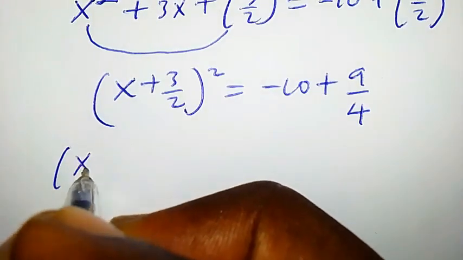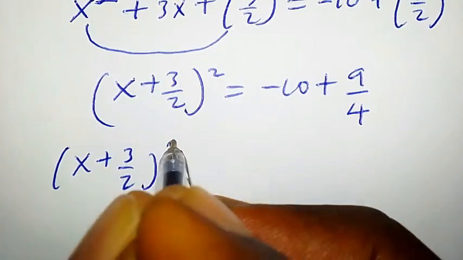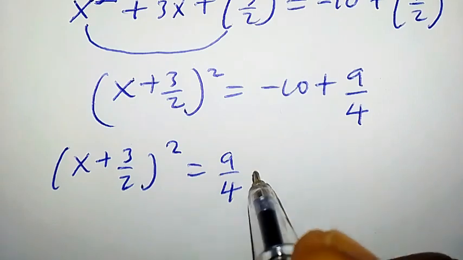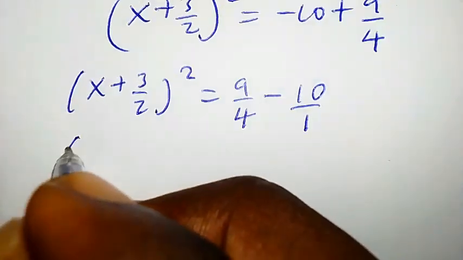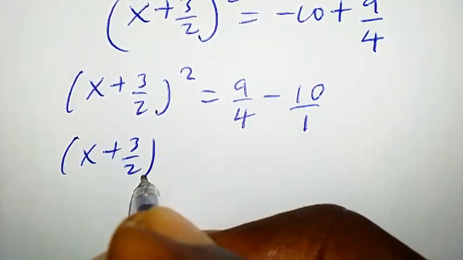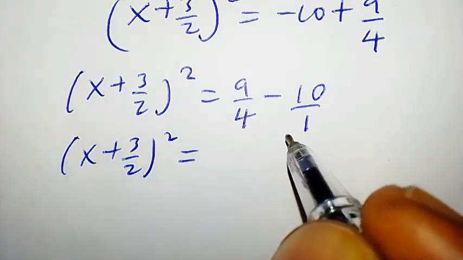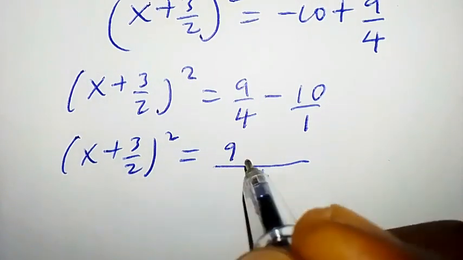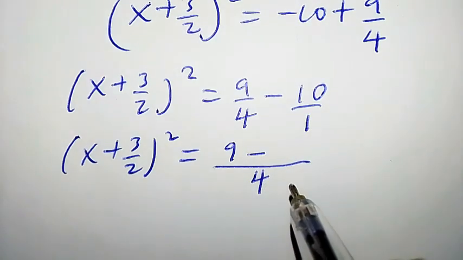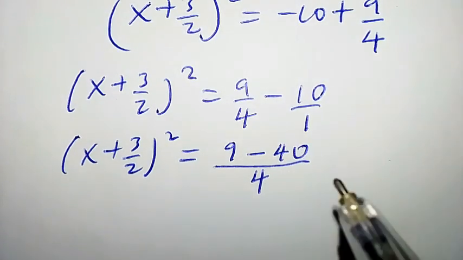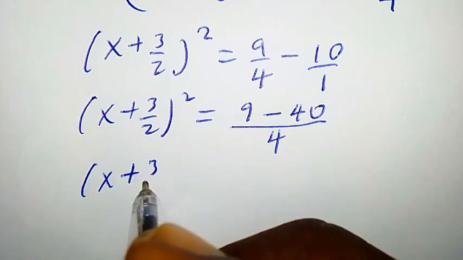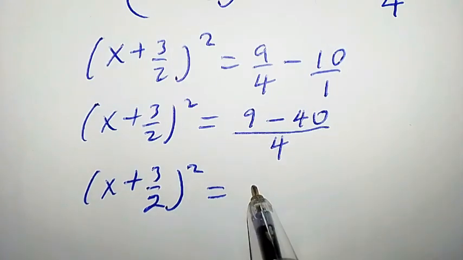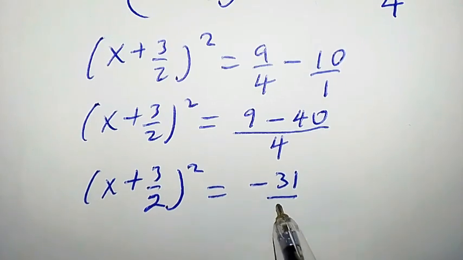So (x plus 3 over 2) all squared equal to, you can write this as 9 over 4 minus 10 over 1. (x plus 3 over 2) all squared is equal to, the LCM here is 4. 4 over 4, that is 1. 1 times 9, that is 9. Minus 4 over 1, that is 4. 4 times 10, that is 40. (x plus 3 over 2) all squared is equal to 9 minus 40, that is negative 31 over 4.